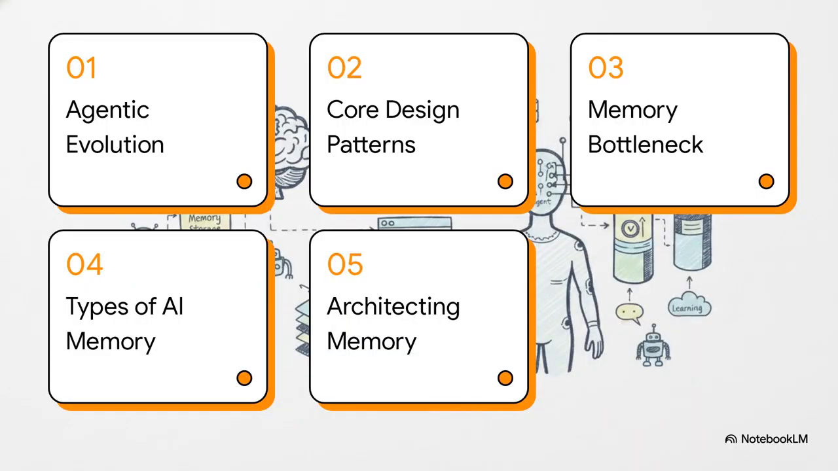So here's our roadmap for fixing that exact flaw today. We're going to trace the agentic evolution, unpack the 4 core design patterns, diagnose what we call the memory bottleneck, map out the different types of AI memory, and then finally, we'll look at how to architect a real solution.